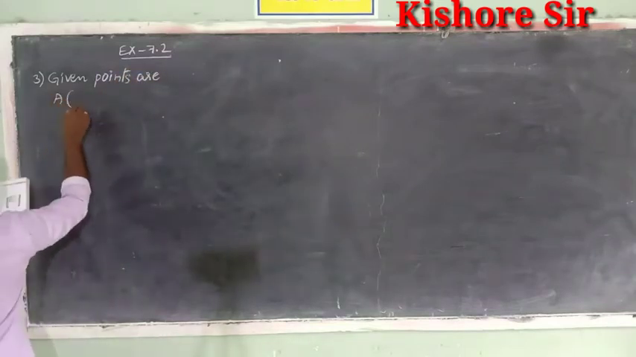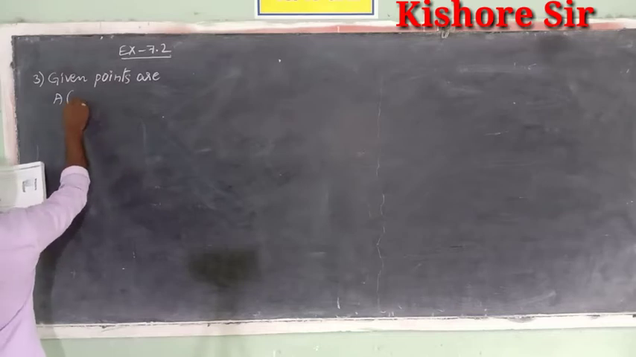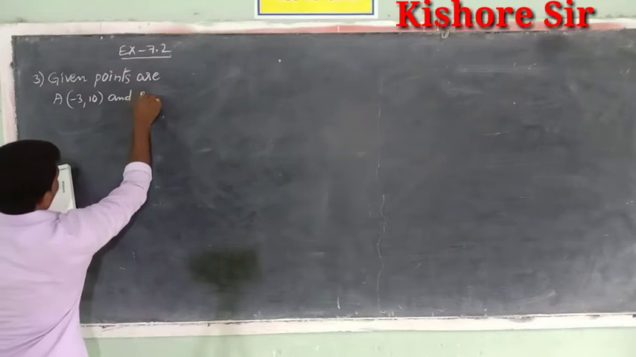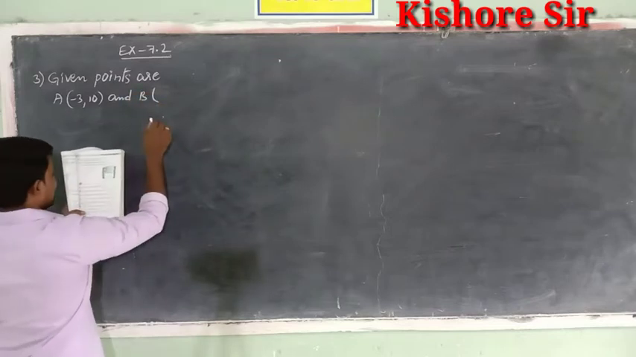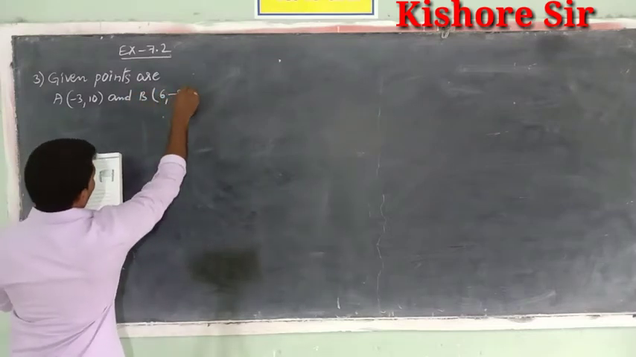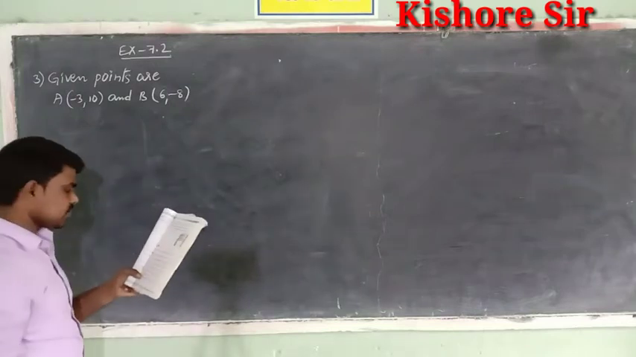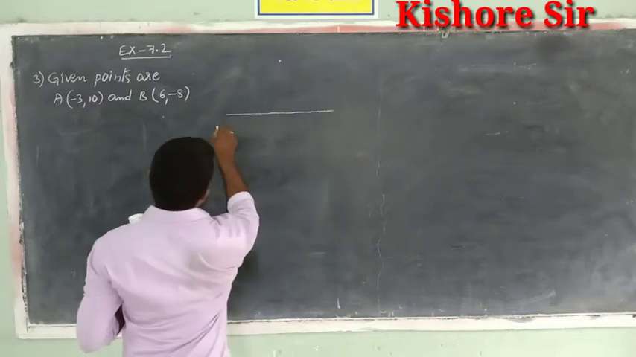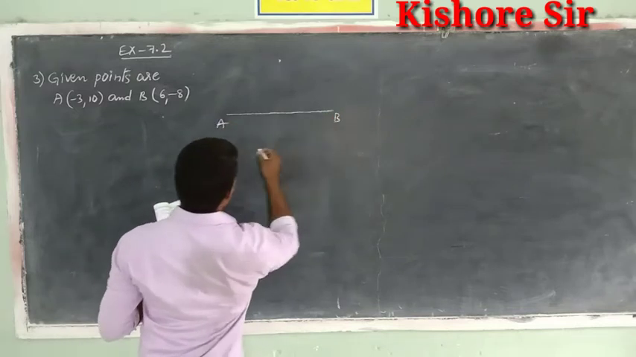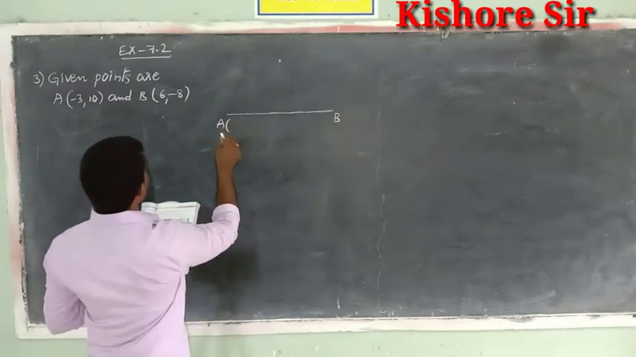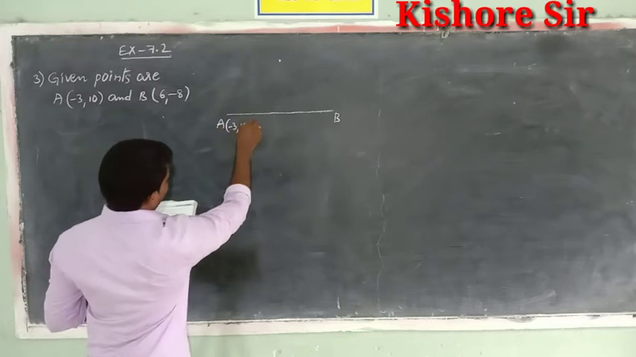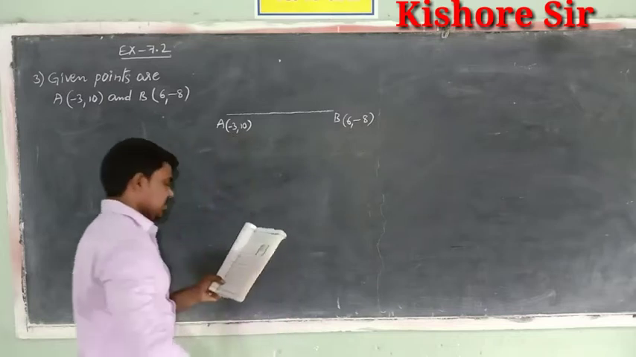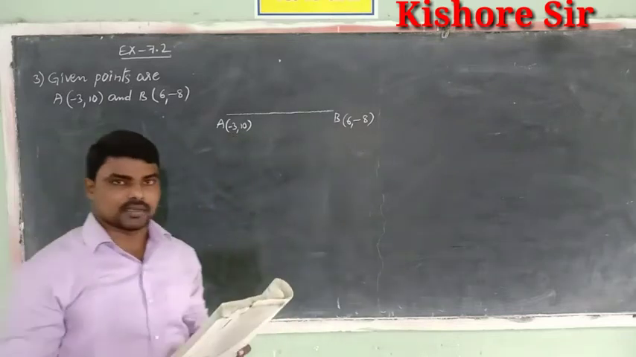Okay, here the given points: take the first point as A (-3, 10) and the second point as B (6, -8). See here, line segment AB. The point A is (-3, 10). The point B is (6, -8).